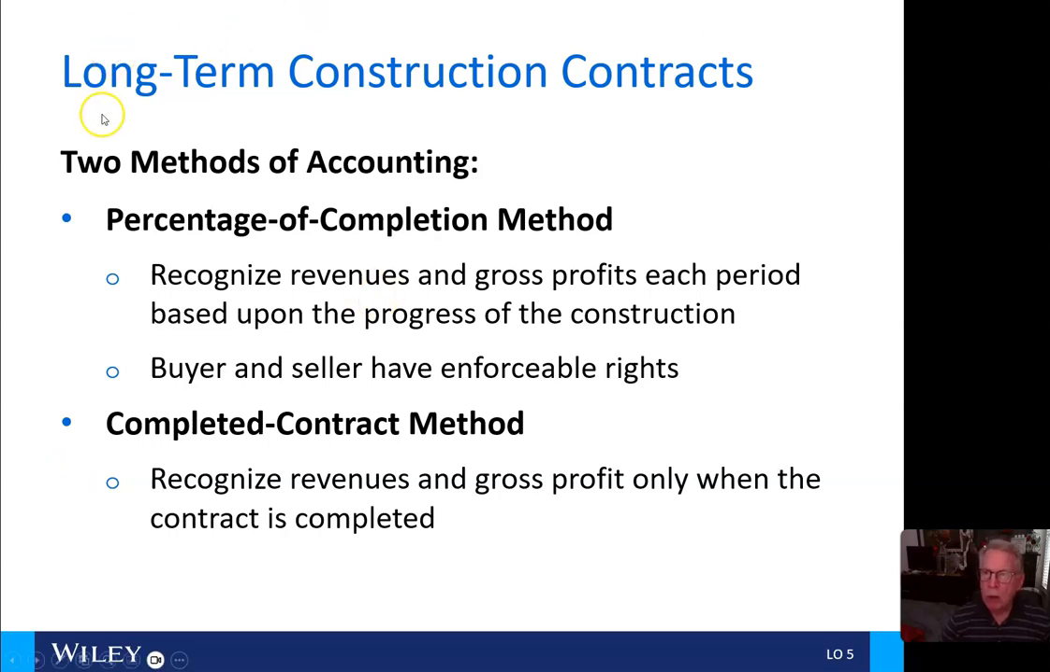All right, long-term construction contracts. There are two methods of accounting for these contracts. One, percentage of completion method. Here, we're going to recognize the revenues and gross profits each period based on the progress of the construction, and buyers and sellers have enforceable rights. And then we have number two, completed contract method. And here we're going to recognize revenues and gross profits only when the contract is completed.